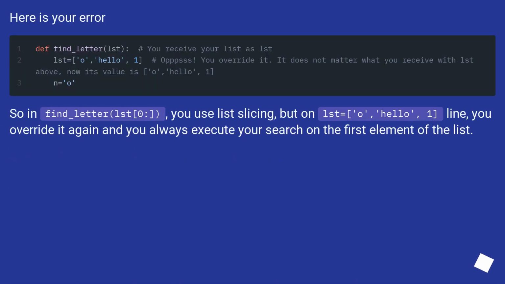Here is your error. So in find_letter, lst[0:], you use list slicing, but on lst = ["o", "hello", "1", "line"], you override it again and you always execute your search on the first element of the list.